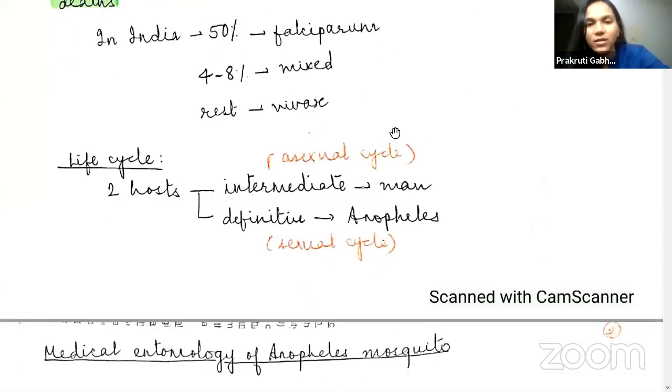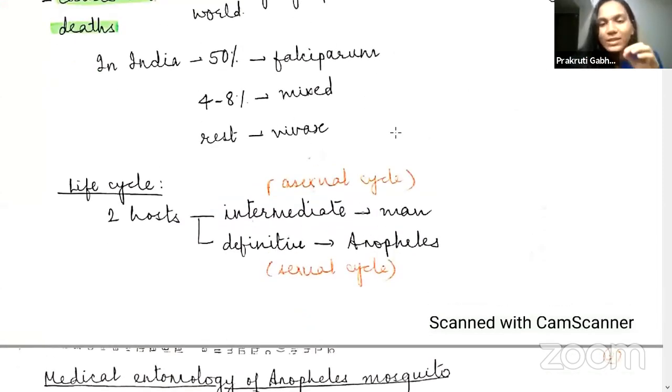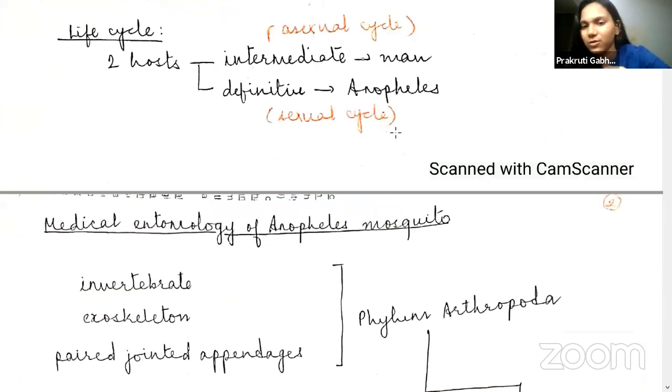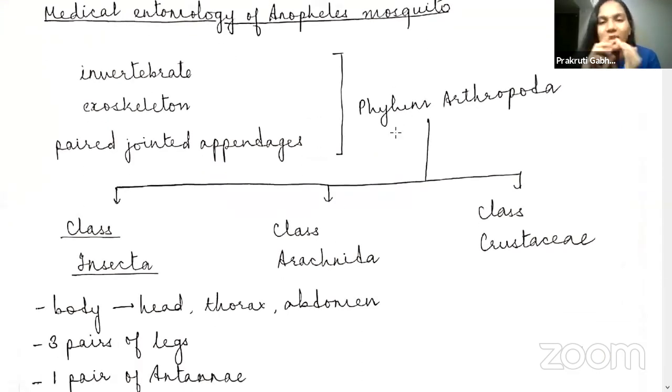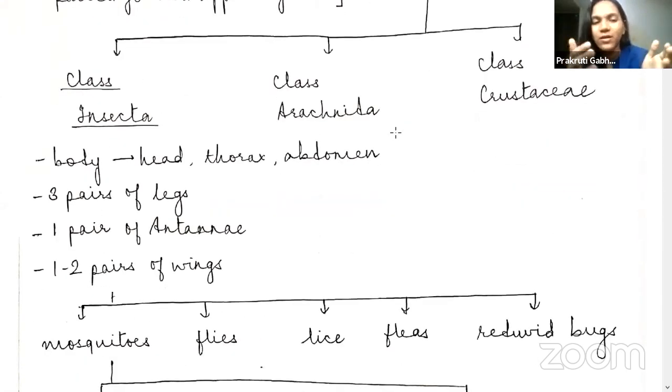The life cycle of the Plasmodium parasite, which is a protozoan, takes place in two hosts. It has an intermediate host, man, where the asexual cycle takes place, and the definitive host, the Anopheles mosquito, where the sexual cycle takes place. So we need to know a few points about the entomology of the mosquito. Because it is an invertebrate with an exoskeleton and paired jointed appendages, it belongs to phylum Arthropoda, which we did in class 8 or 9, with three medically important classes: Insecta, Arachnida, and Crustacea.